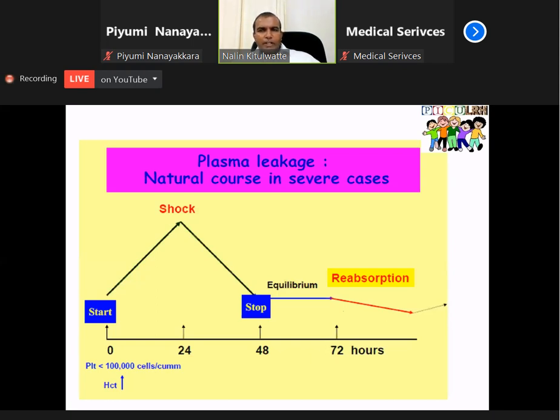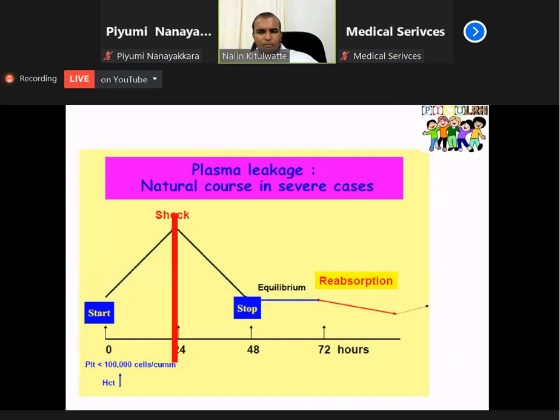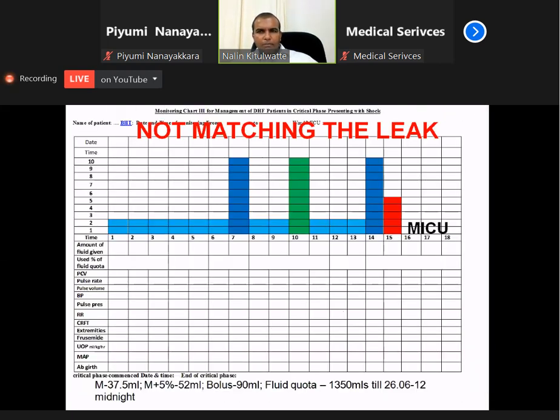So this is my natural history. You have seen this slide again and again now. This should be the ideal fluid management if the child presents with shock. But most of the time, we are seeing this type of fluid chart in our ICU. Then I thought I have to think about why this is happening. What is the reason for this type of fluid chart?